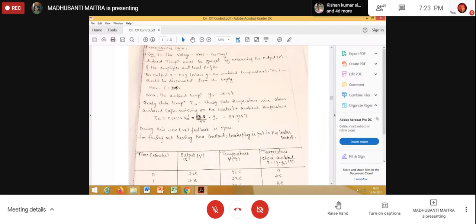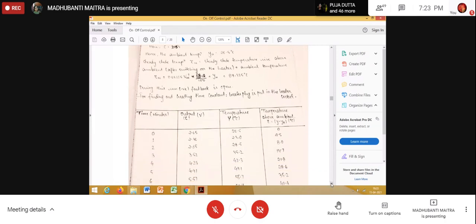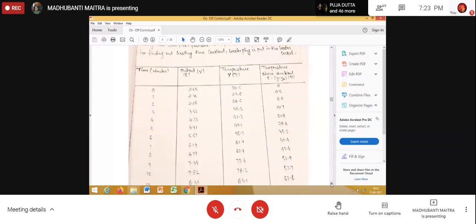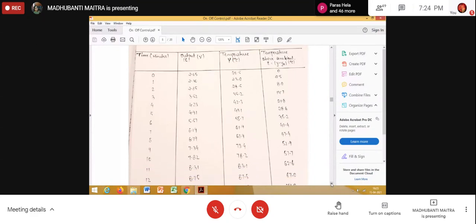So why have we calculated this particular value? Because we'll have to raise the temperature of the plant. We have connected the heater and we'll have to raise the temperature of the plant up to this particular value so that we can find out the heating time constant, right? So this is the table. There is no problem with this particular table. There is no problem in the open loop operation of the system.